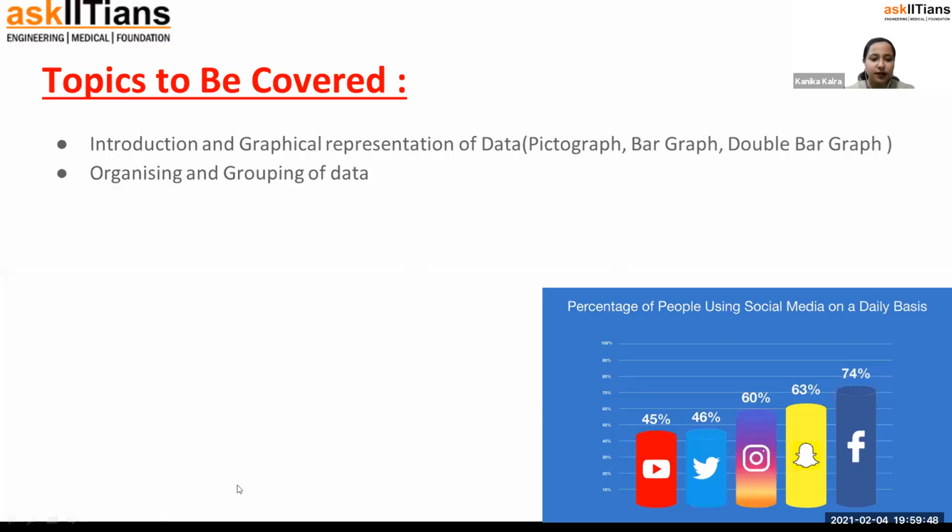First we will be talking about the topics which are, as we discussed previously, pictograph, bar graph, and then double bar graphs also. And we will be talking about how to group the data. Grouping of data means we can have two types. First is continuous, and second one would be discrete. So we will be learning this in later stages of the slides. Let's understand them one by one.